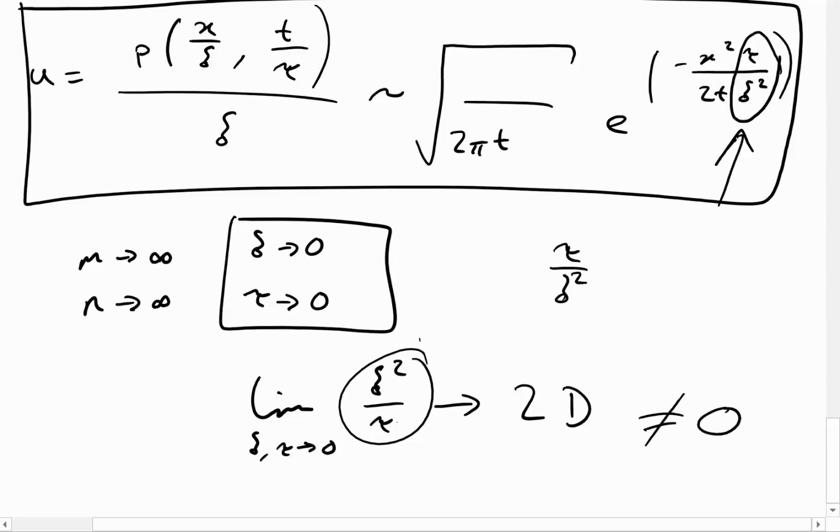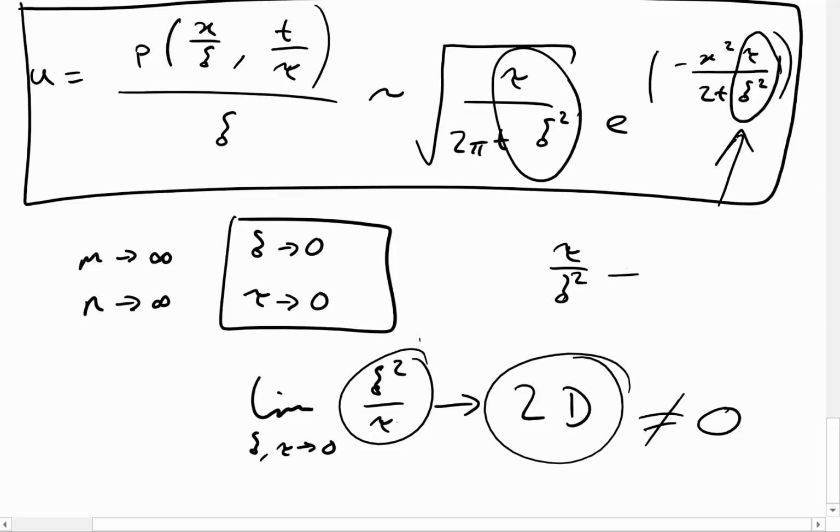Let me write that out again. So we had tau on the top and delta squared on the bottom, and I want to replace that. Well, tau over delta squared: if delta squared over tau, when we take the limit, goes to 2d, then tau over delta squared should go to 1 over 2d. So in other words, we can just replace that with 1 over 2d.